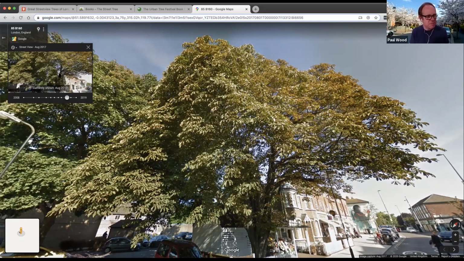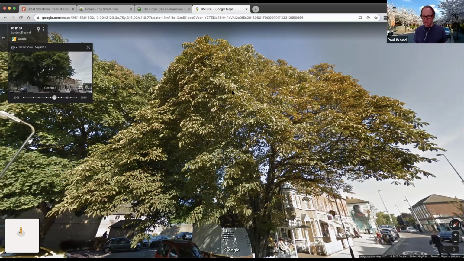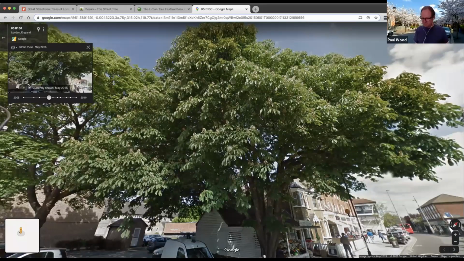Oh, here we have May 2015. And it's not a fantastic image, but you can see the flower candles on this tree. So there it is, the horse chestnut in full bloom. And that's quite a sight, I think, and a really magnificent tree, the Wood Street horse chestnut.